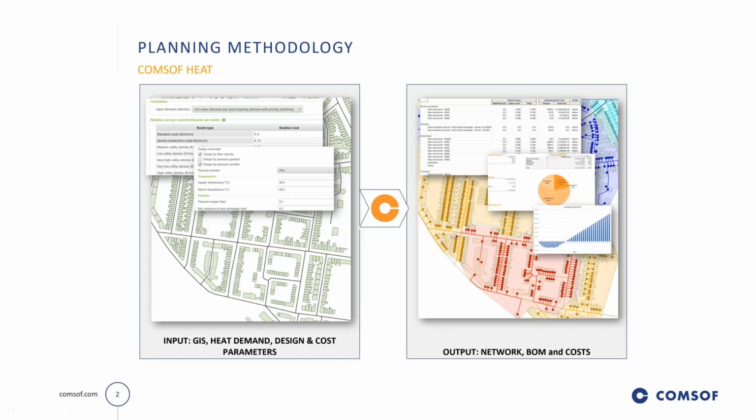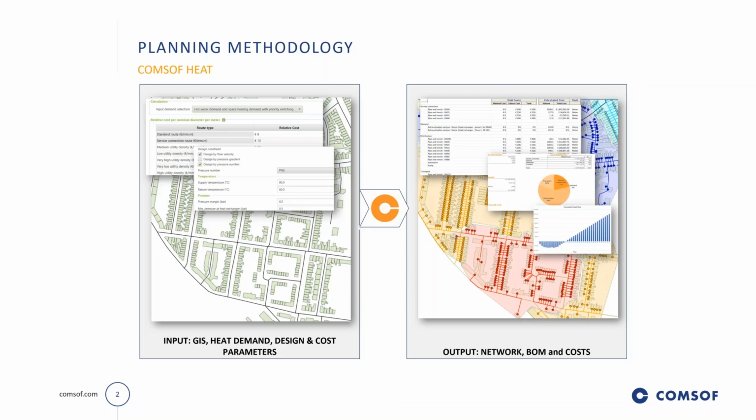As you know, in the design methodology of Comsof Heat, we need a number of inputs. Besides GIS data, the technical design parameters, and the material cost, the heat demand data is required. This is a very important input since that determines the pipe sizing of the network, and that is a main cost driver for your deployment costs.